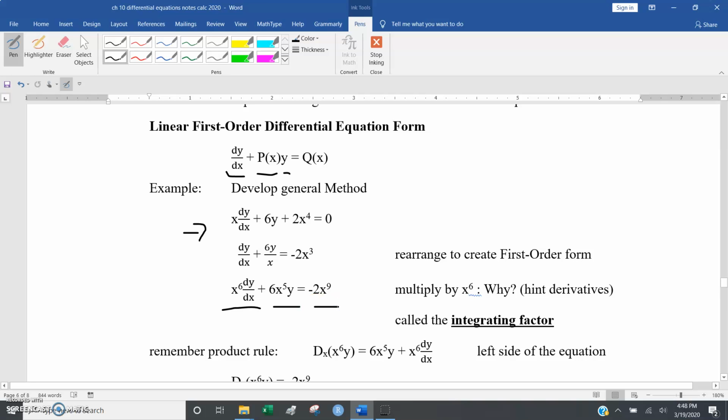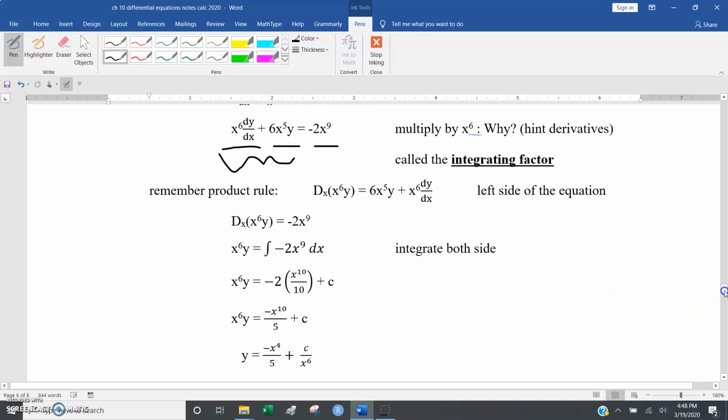When you look at this here, the left side of your equation now becomes your derivative. So when you look at the left side, we now have the derivative of x to the 6th y. So we're going to replace the left side with our derivative and leave the right side alone. So our derivative is d/dx of x to the 6th y equals negative 2x to the 9th.